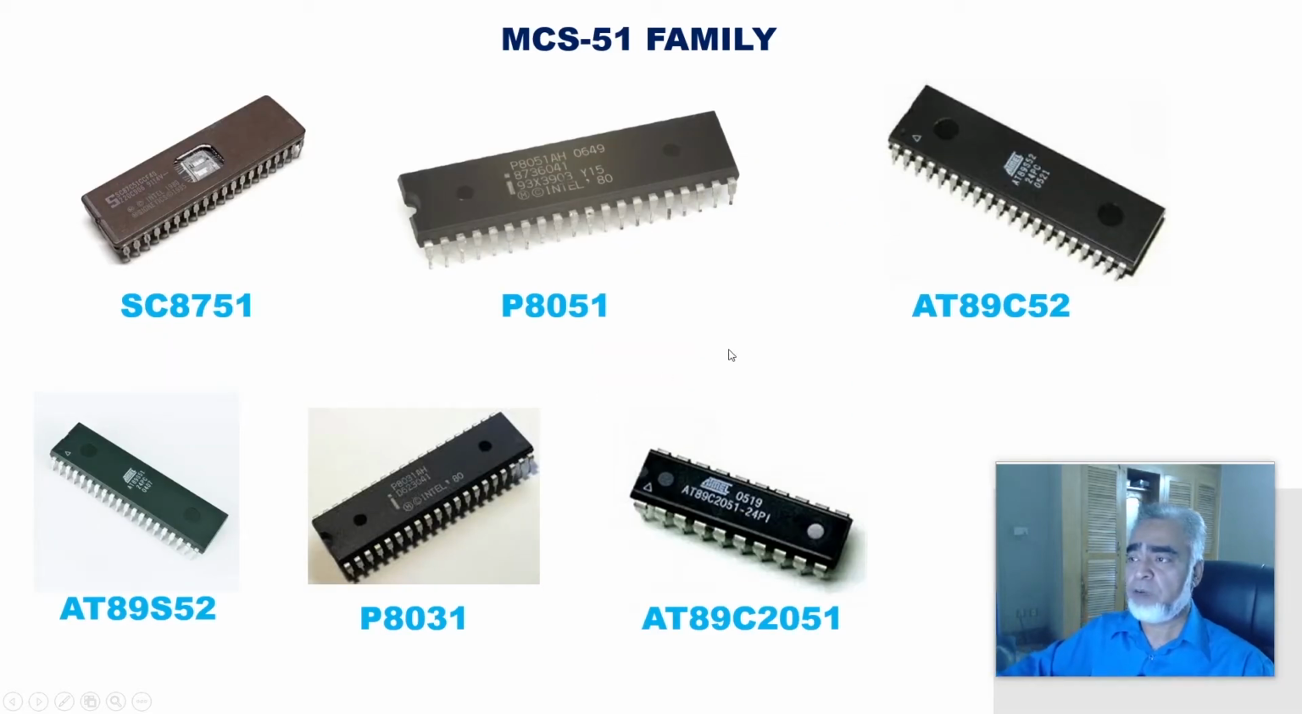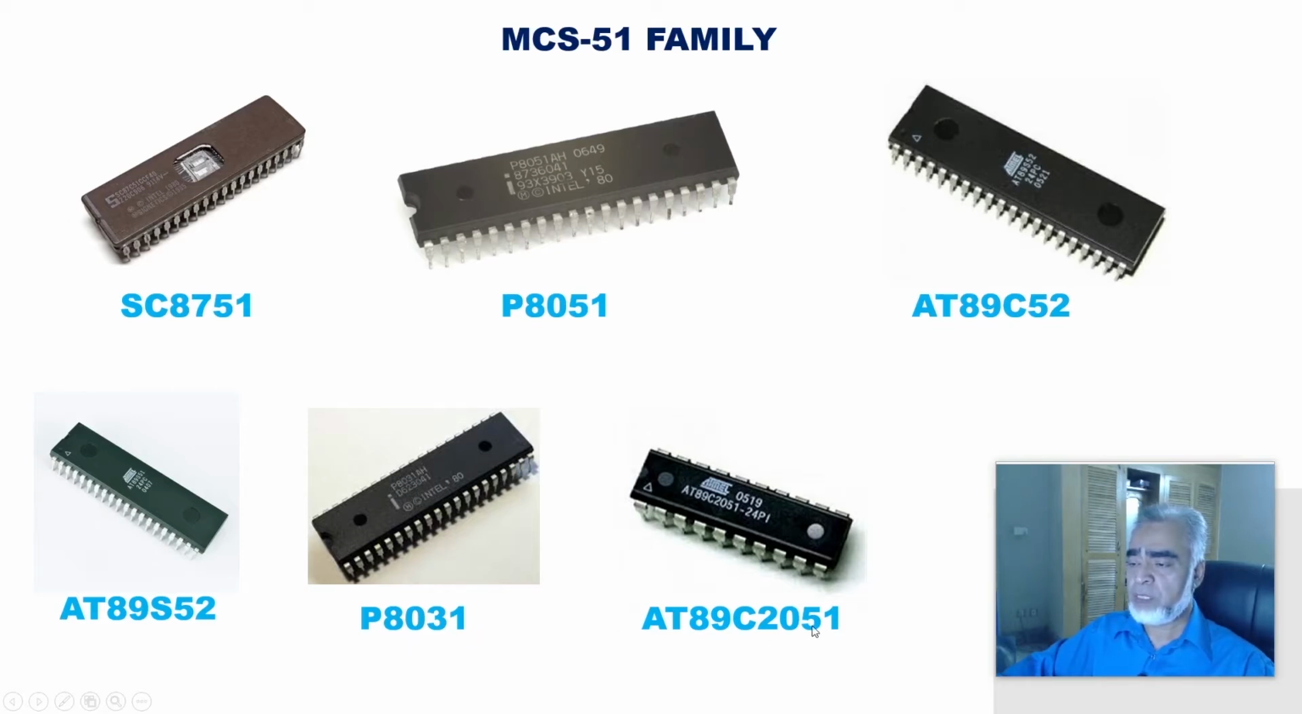Here we can find different variants, that is 8751. It has a glass window to erase this device under ultraviolet light. And we have 89C51 and 89C52. These microcontrollers or microprocessors have electrically erasable programmable ROM in them. Similarly, we can find 89S52. It has electrically erasable programmable memory in it, and we can program this device in circuit; these devices are in-circuit programmable.